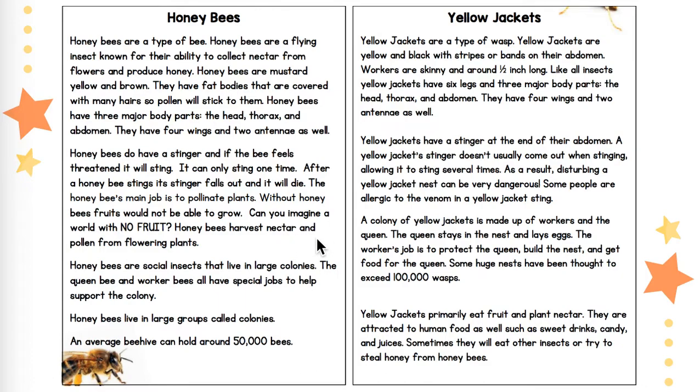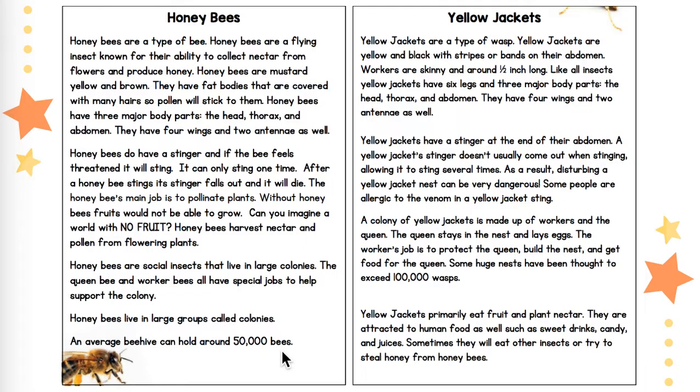Honeybees harvest nectar and pollen from flowering plants. Honeybees are social insects that live in large colonies. The queen bee and worker bees all have special jobs to help support the colony. Honeybees live in large groups called colonies. An average beehive can hold around 50,000 bees.